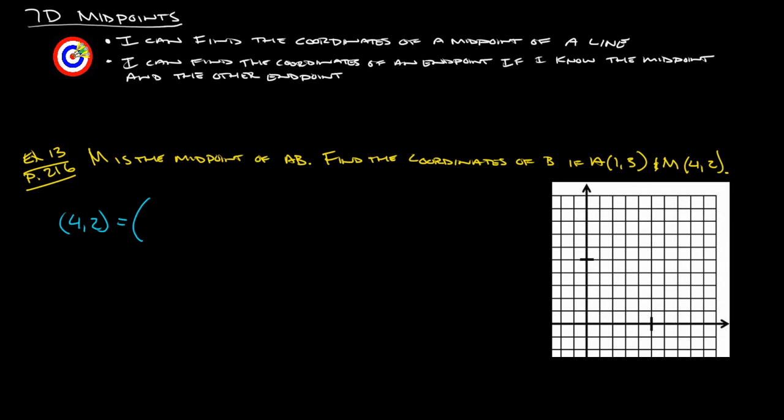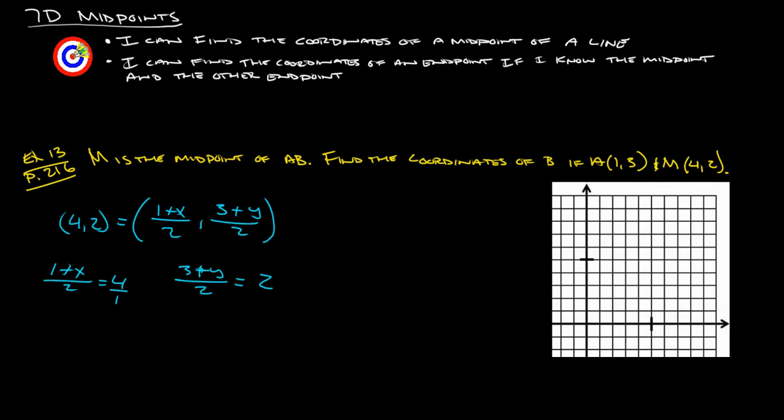And that's going to equal the x plus the other x. So let's do 1 plus the x that we don't know over 2, and then we've got 3 plus the y over 2. Alright, so we know that this 1 plus x over 2 has to equal the 4. So 1 plus x over 2 has to equal 4, and then we also know that the 3 plus y over 2 should equal 2.